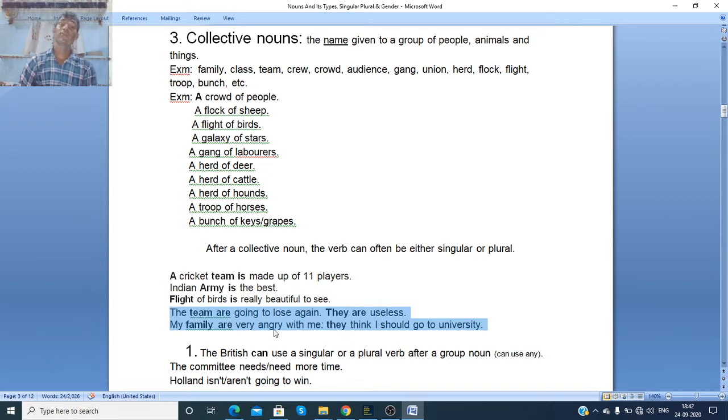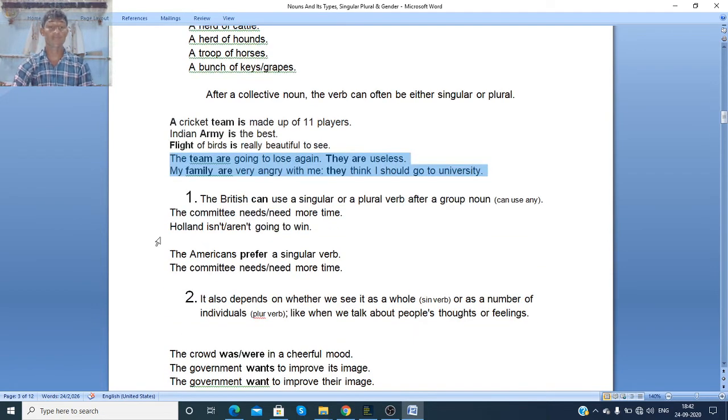So with a collective noun, the verb can be either singular or plural. But sometimes there is a difference. The difference is, number one, the British can use a singular or plural verb after a collective noun. Either the committee needs or need more time. They can use either singular or plural. Holland isn't or aren't going to win. When we're talking about the Holland team, the British can use is or are. Holland isn't going to win. Holland aren't going to win.